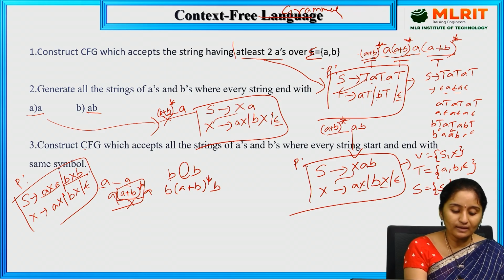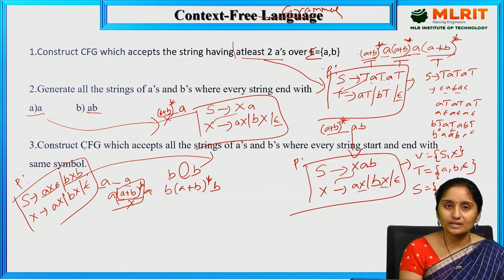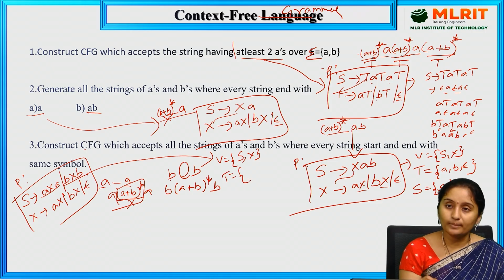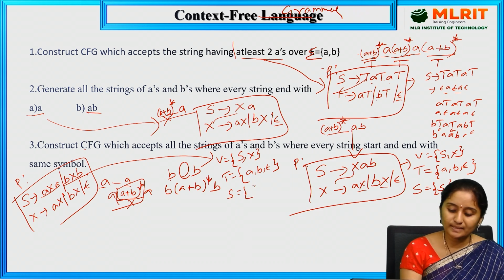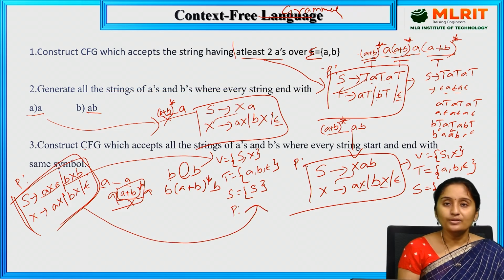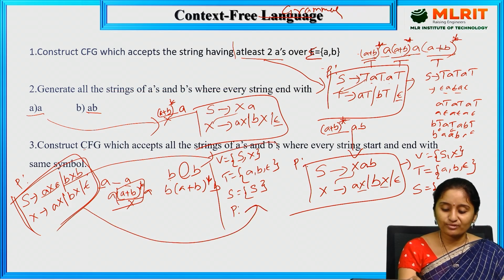So for this we can construct the 4 tuples of the context-free grammar. V is the set of non-terminals, nothing but capital letters. Here I have S, comma X. And T is the set of terminal symbols. The terminal symbols are A, comma B, comma epsilon. And S is my start symbol. And P is nothing but the production rules, these 2 production rules come over here. So this is nothing but the context-free grammar.